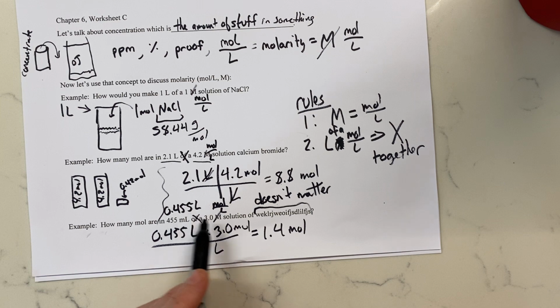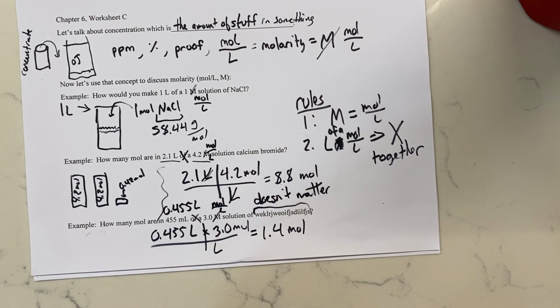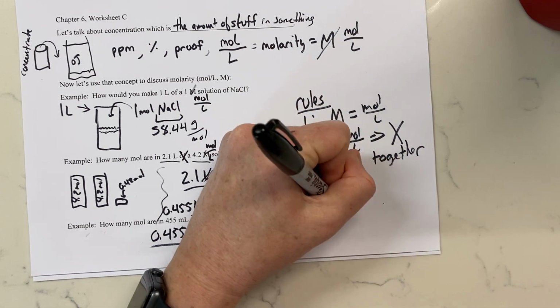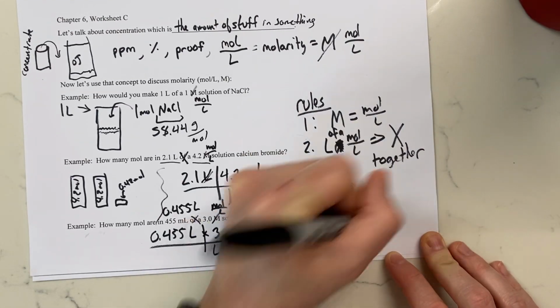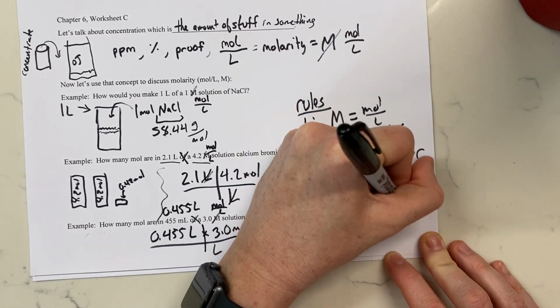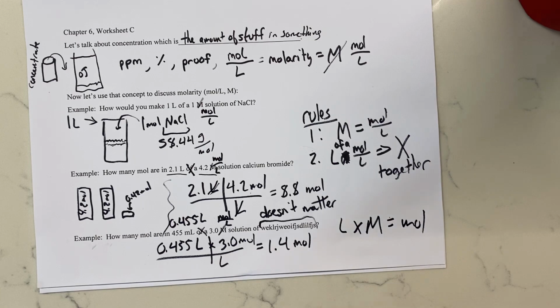You got liters, you got mole per liter, you multiply together to get moles. I'm going to say that again. You have liters, you have mole per liter, you multiply them together to get moles every time.